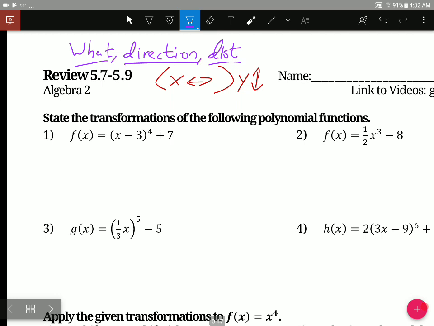Alright, so here we go. This is inside, it's subtracting, so it's a shift, and everything is backwards, so shift, that's the type, right, 3, because remember everything is backwards, it doesn't go left, it goes right. We're adding on the outside, so again that's a shift. And since it's outside, we're going up 7.